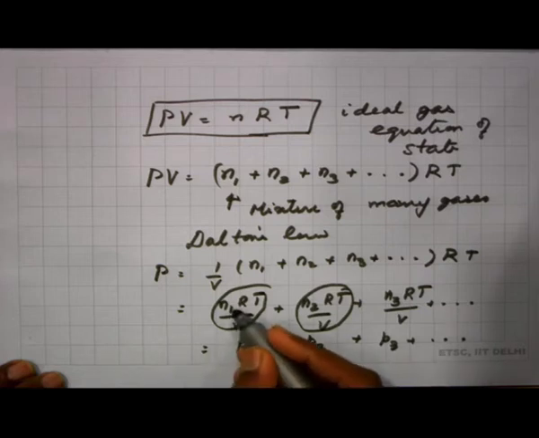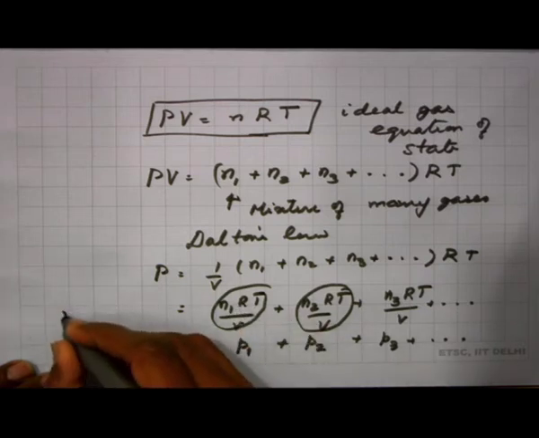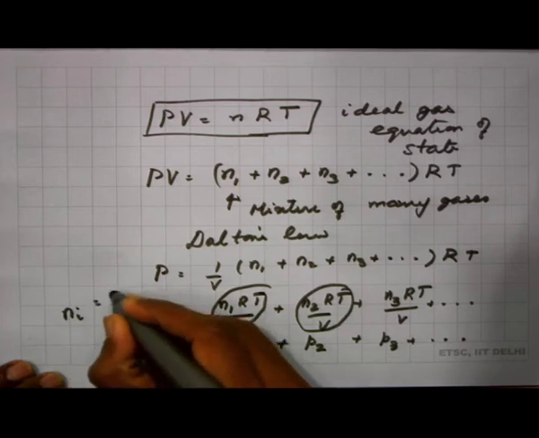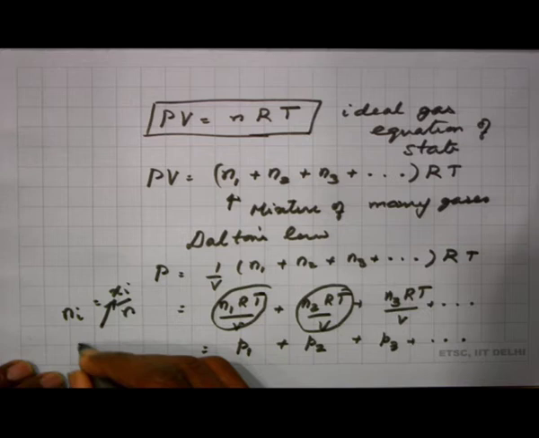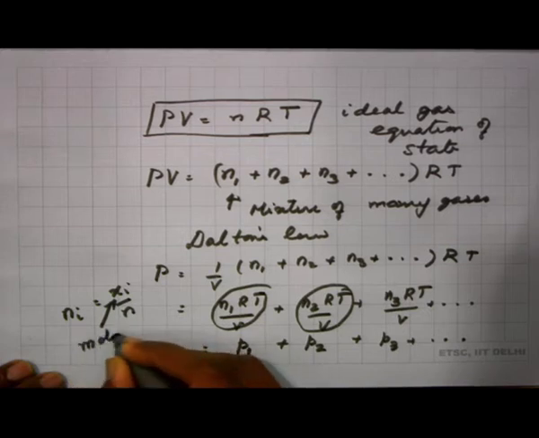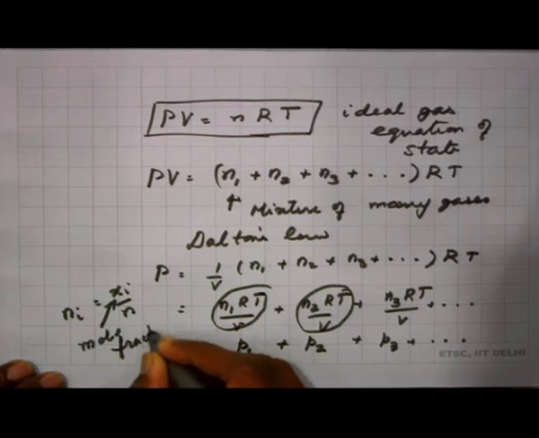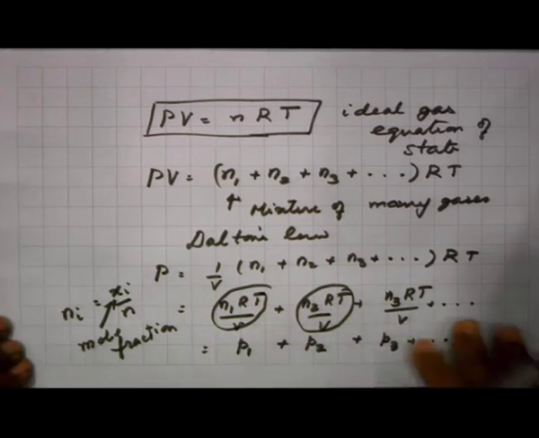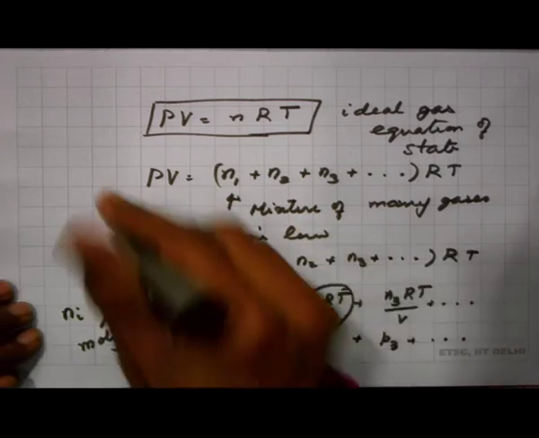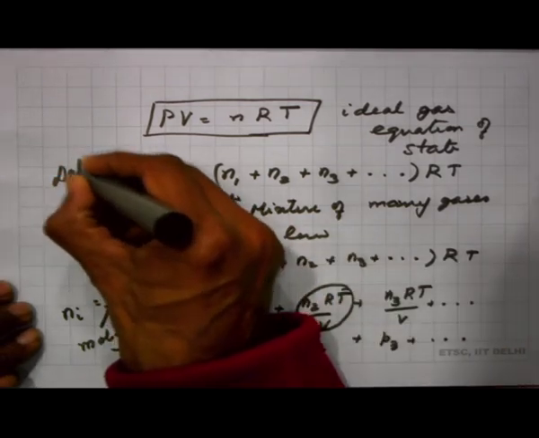And you could rewrite this a little bit differently. Pi is equal to Xi times P, where this is the mole fraction. So, you could take n out common and then rewrite this a little bit, and so you can rewrite it in terms of the partial pressure. So, this is something that falls out of this. So, we looked at Dalton's law of partial pressures too.